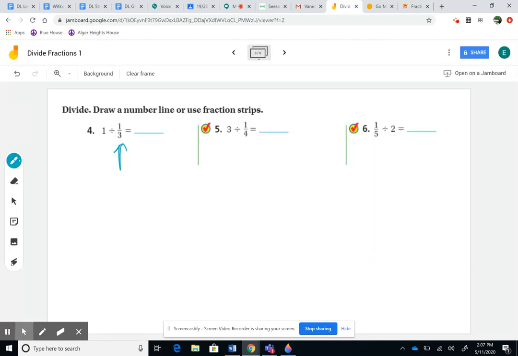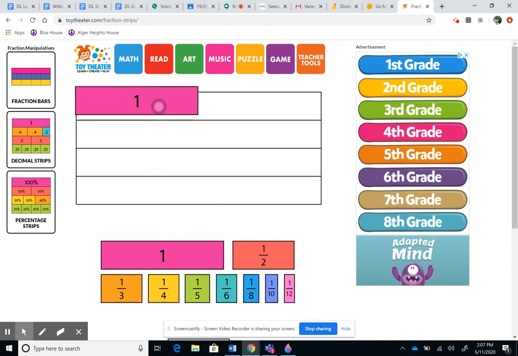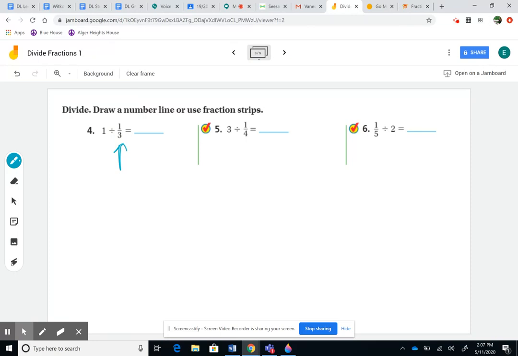So we have 1 divided by 1/3. So I'm going to get a whole, and then I'm going to take my third tiles and fill it in until it's equal. And it's equal. How many third tiles did I use? Hopefully you said 3. So 1 divided by 1/3 is 3. There would be 3 1/3 tiles.